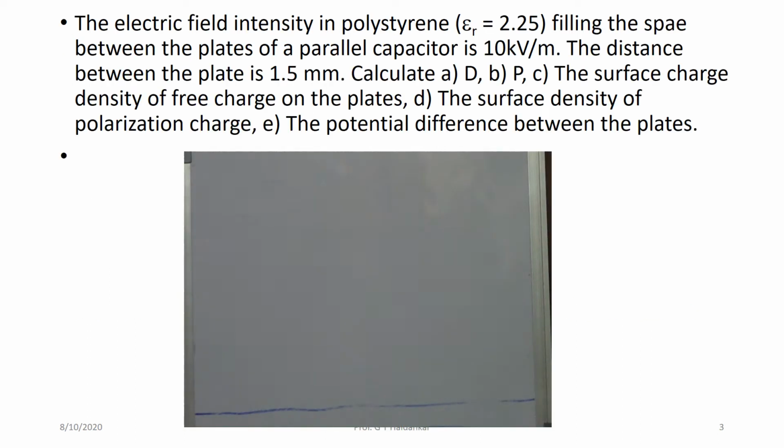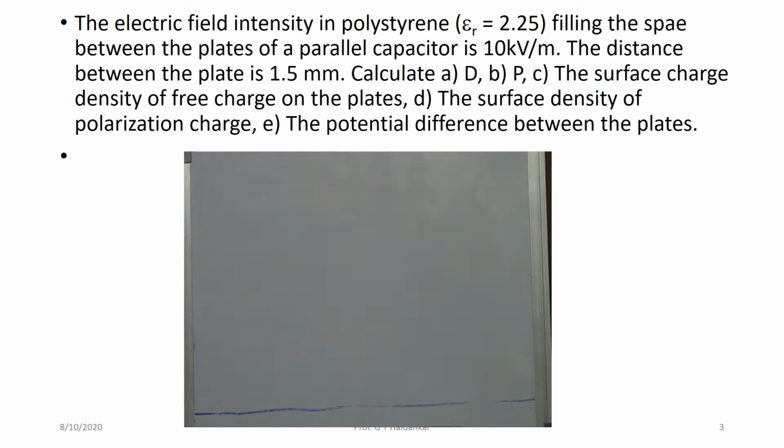The electric field intensity in polystyrene. So polystyrene is a dielectric material. Epsilon R is equal to 2.55. Filling the space between the plates of a parallel plate capacitor is 10 kilovolt per meter. The distance between the plates is 1.5 mm. Calculate D, then P, the surface charge density of free charge on the plates, the surface density of polarization charge, and the potential difference between the plates.